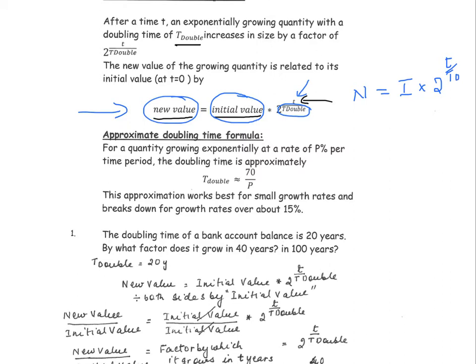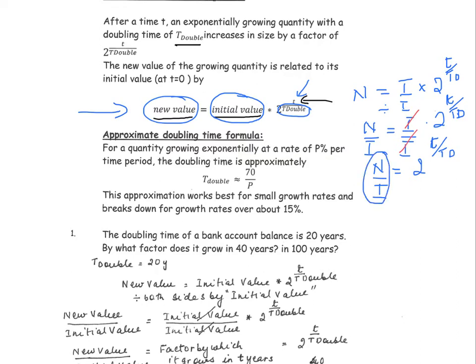Now, if I divide both sides by I, I'd get N over I, the new value over the initial value. The I divided by I cancels, and then you have 2 to the t over T double. So what we have is just a different form of the same formula. The new value over the initial value is 2 to the t over T double. So this quantity gives us the fraction of the initial value that we have after a certain time period t. If we need to find the factor that the initial value grows by, that would be given by the new value over initial value equals 2 to the t over T double.